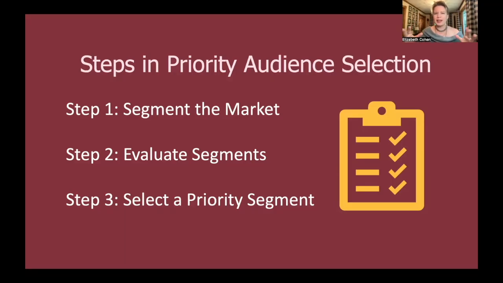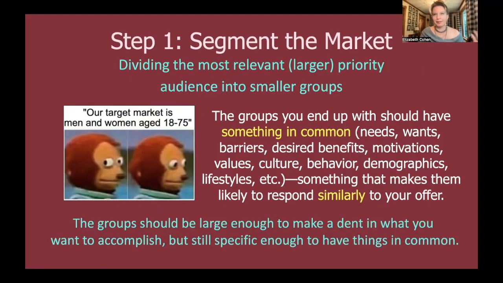But the whole idea is if you try to make a message for everybody who fits in that category, it's probably not going to be narrowcasted enough. It's not going to be targeted enough, right? So we want to segment the market a little bit so we can get really specific into what they need to hear. Then we want to evaluate those segments, and then at the end, you just select an audience. So, okay, how do we segment a market?